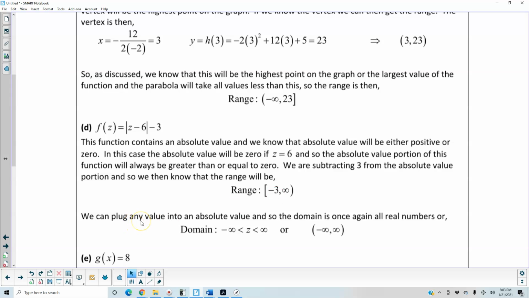Now we can plug in any value into an absolute value, and so the domain is once again all real numbers. So we can say left parenthesis negative infinity, comma, infinity, right parenthesis.